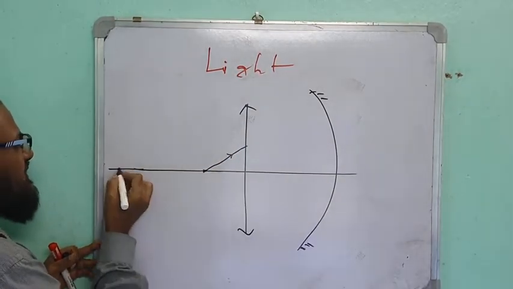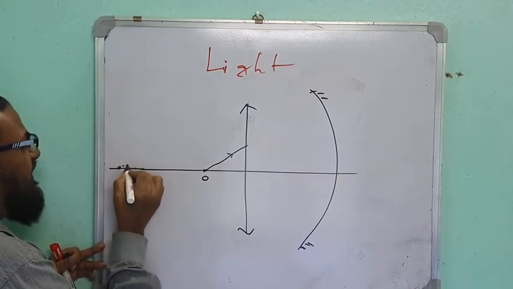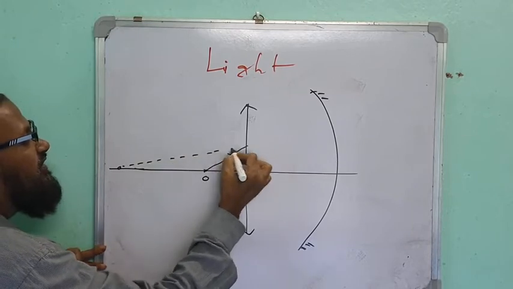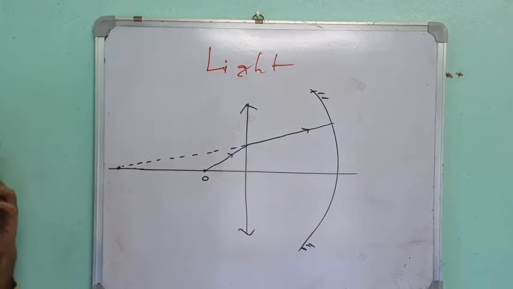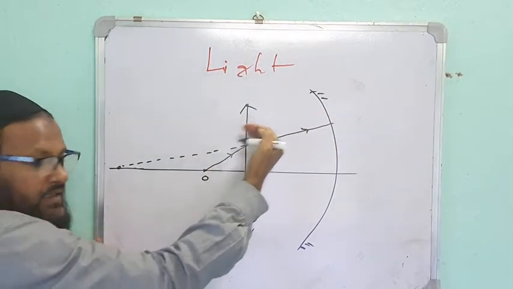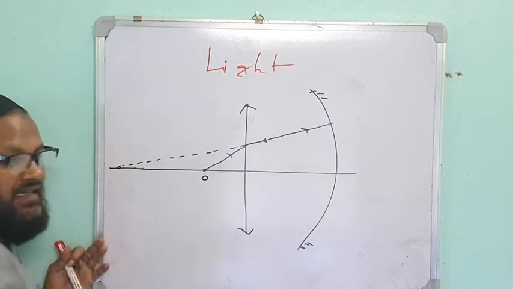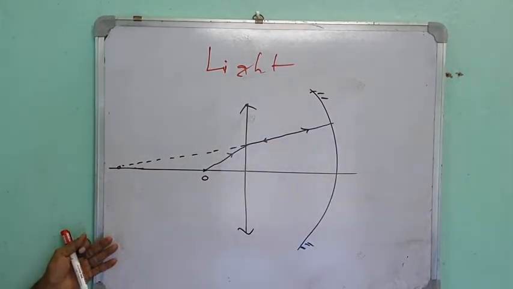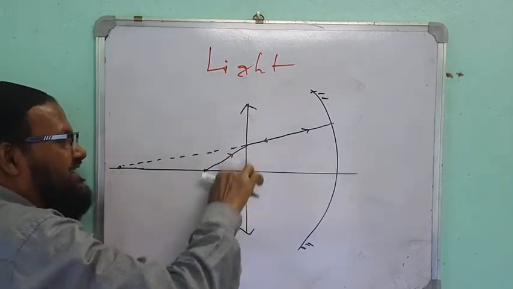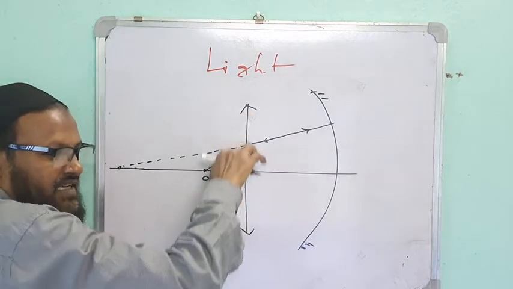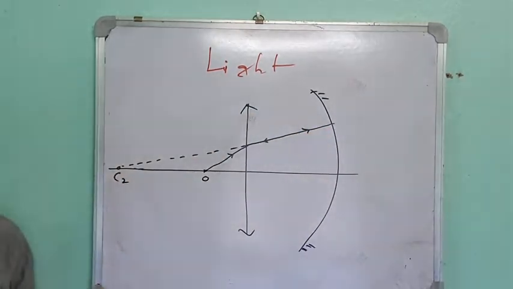Please see here. This is the object. This is the image. The ray goes like this. Please see here. Light is returning. When light comes back, light has a rule. It follows this path. But suppose this lens is absent. Light is returning. What is this point? This is the center of curvature.